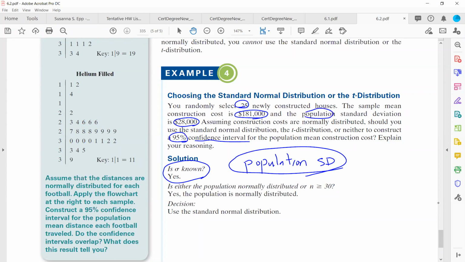Here you have the keyword population. Population standard deviation is given. So there is no point using the T distribution. We use the Z table to form our confidence interval.